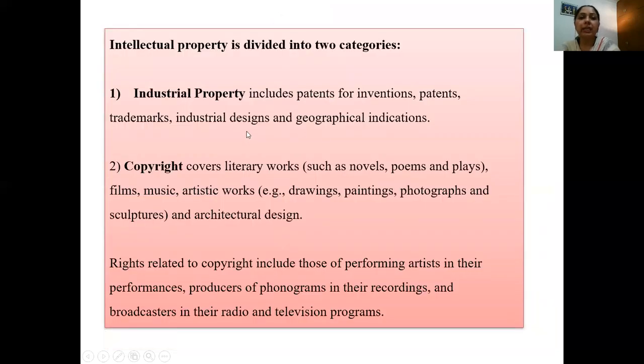Now, intellectual property can be divided into two categories. First is industrial property, which includes patents for inventions, trademarks, industrial designs, and geographical indications. And the second category is copyright. Copyright covers literary works such as novels, poems, plays, and artistic work such as drawings, photographs, sculptures, paintings. That comes under copyright and related rights. So intellectual property can be divided into two categories. First is industrial property and second is copyright.